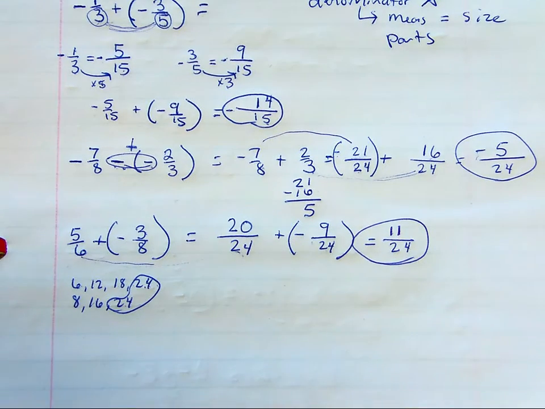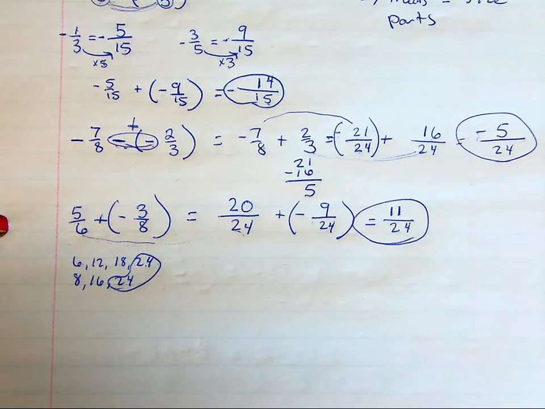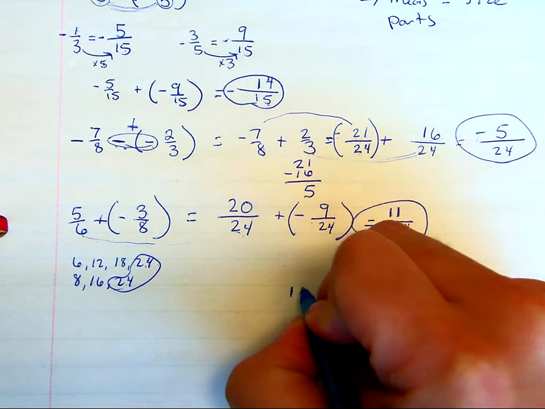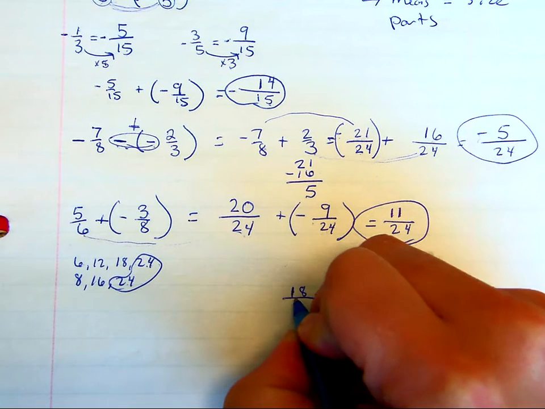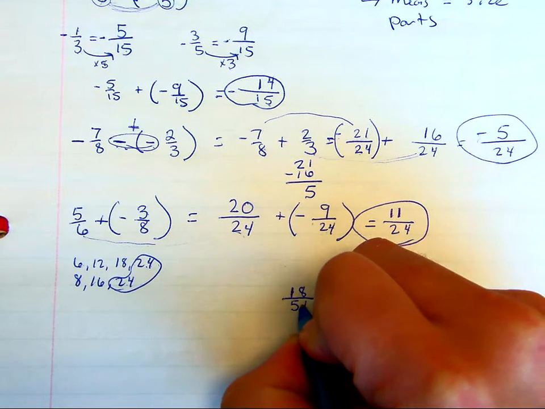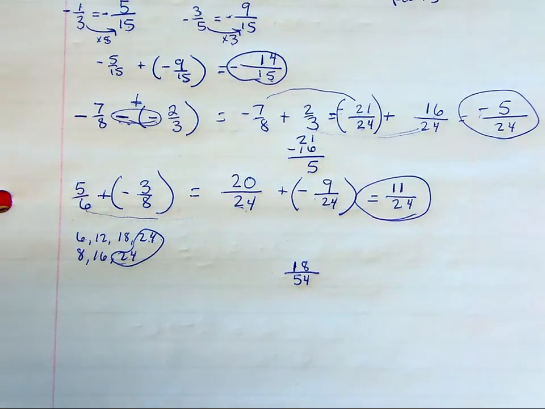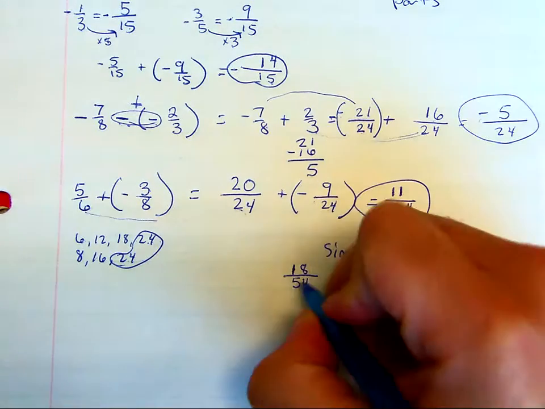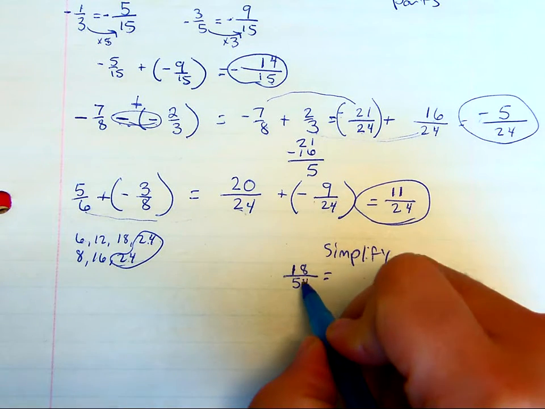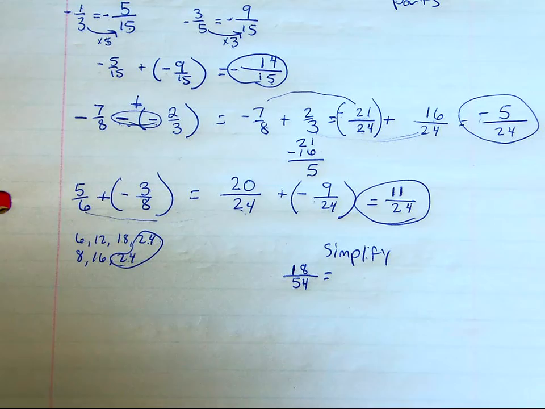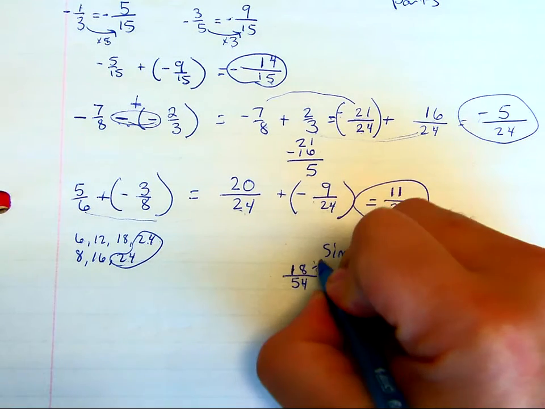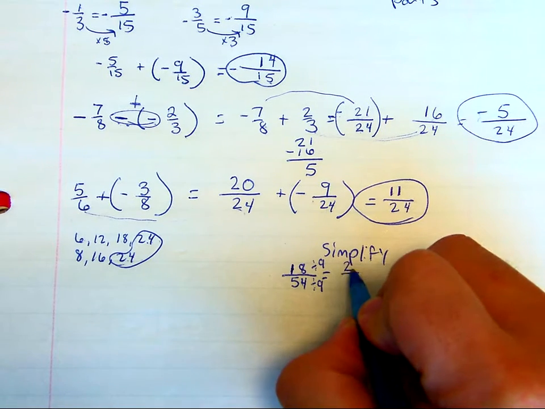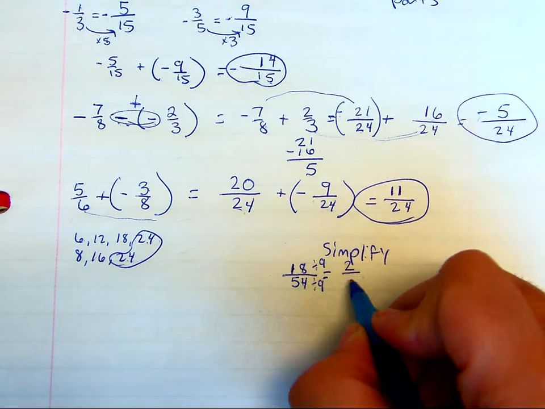There will be times when you'll come across an answer. Hypothetically, we get an answer of something like, we'll just say 18 over 54. Okay, if we had an answer like this, then I would want to simplify. And in order to do that, I would say what can go into both of these? Well, I could divide by 2, or if I picked a larger number, I could divide by 9, because 9 goes into both. 18 divided by 9 is 2. 54 divided by 9 would be 6.